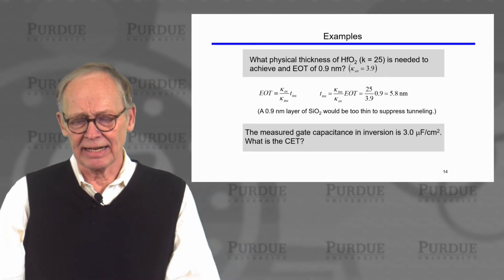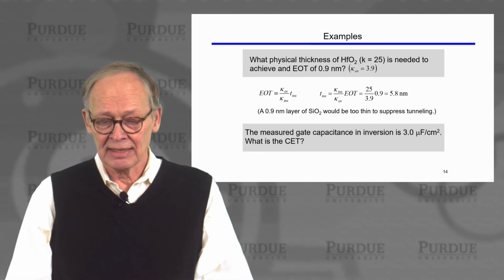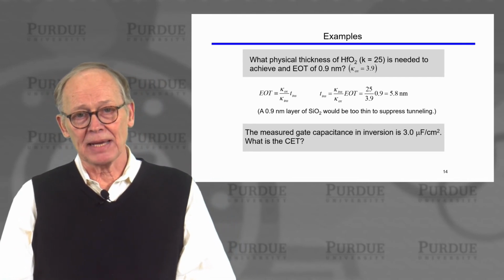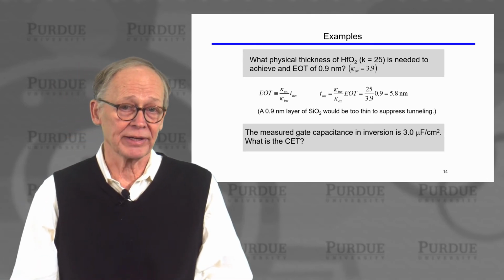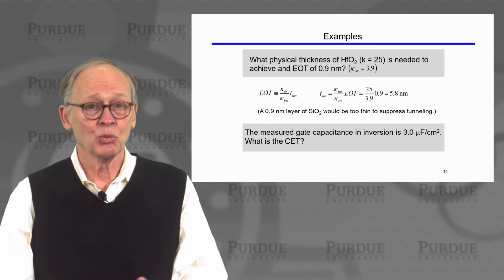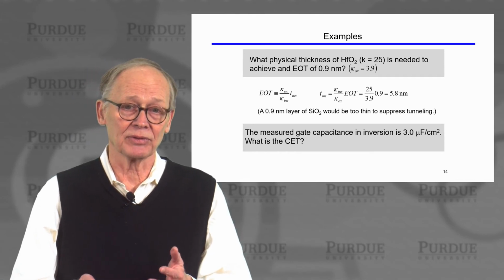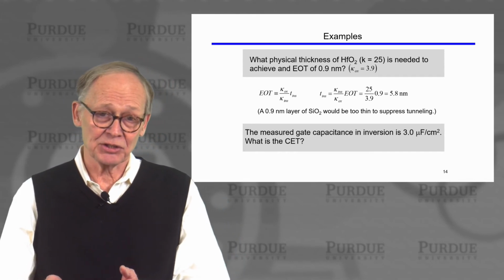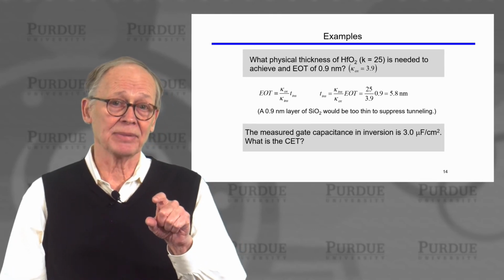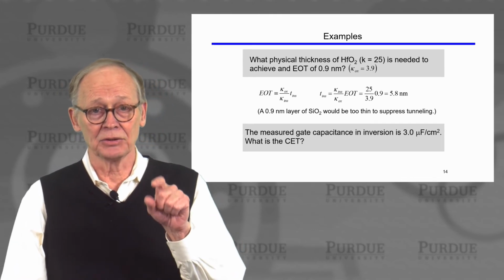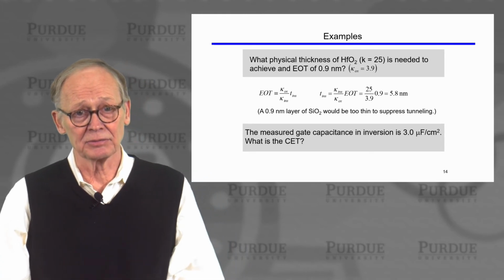Okay. All right, a second question. Let's say the measured capacitance on the gate under strong inversion conditions is 3 microfarads per square centimeter. What is the capacitance equivalent thickness? So this measured capacitance includes some insulating layer, might be a high K layer. It includes the capacitance of the inversion layer, which is finite.